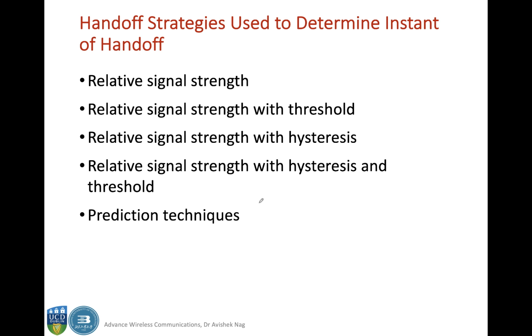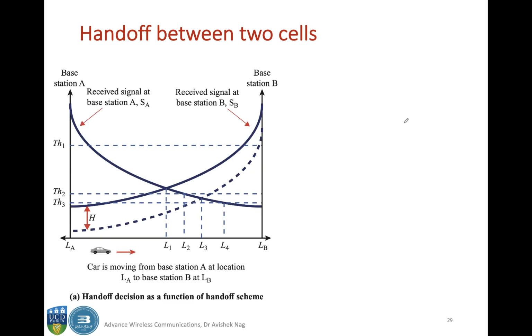There are also different strategies used to determine the instant of handoff. These strategies are given here. You can have the relative signal strength. You can have relative signal strength with threshold. You can have relative signal strength with hysteresis. You can have relative signal strength with hysteresis and threshold. And finally, you can have different prediction techniques. Let me go through these strategies and explain a little more about this in this slide.